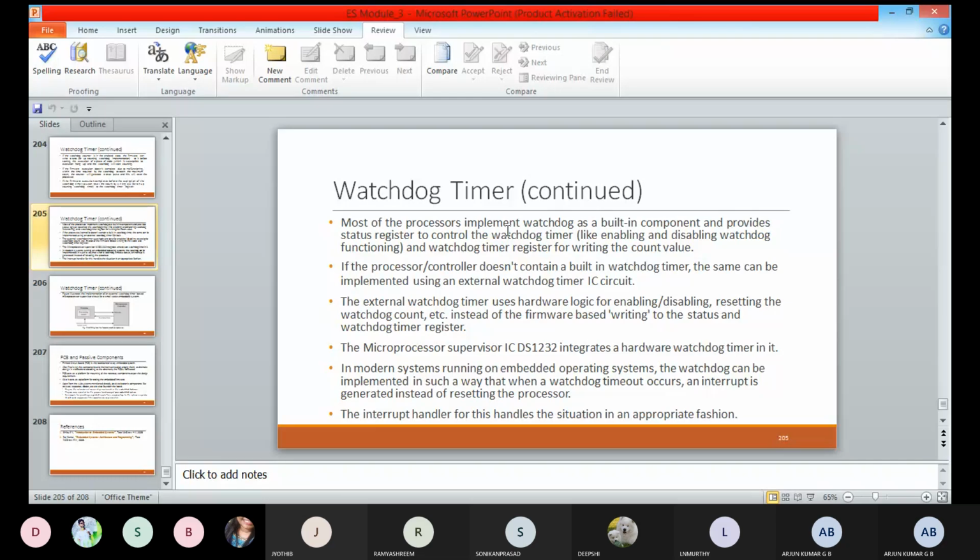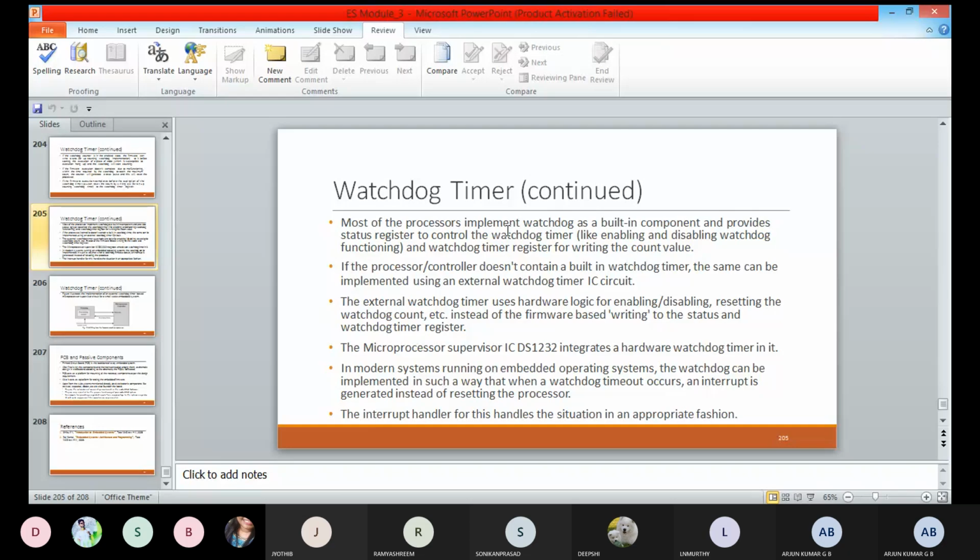And in modern systems running an embedded operating system, the watchdog can be implemented in such a way that when a watchdog timeout occurs, an interrupt is generated instead of resetting the processor. In general, your phone is also a high level embedded system. Correct?